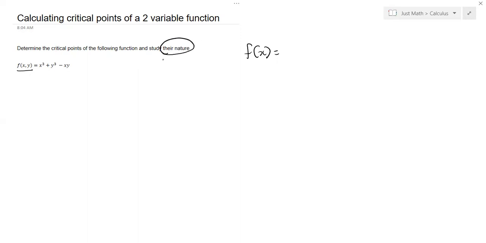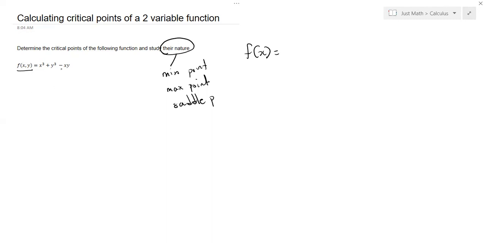That's another thing, their nature. When we say their nature, they're asking, is it a minimum point, a maximum point, or rather a saddle point? You'll just say a saddle. Is it a minimum point? Is it a maximum point or just a saddle area?